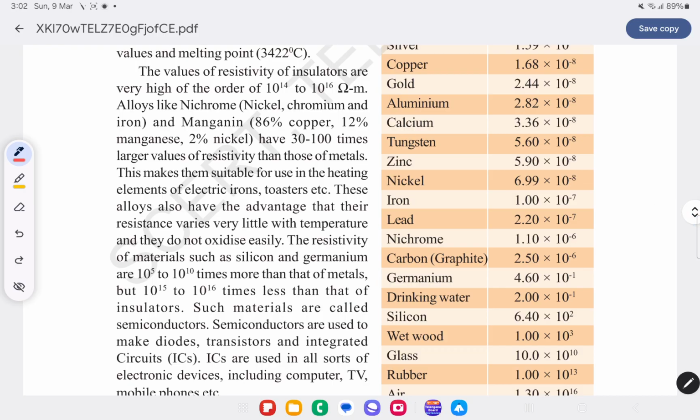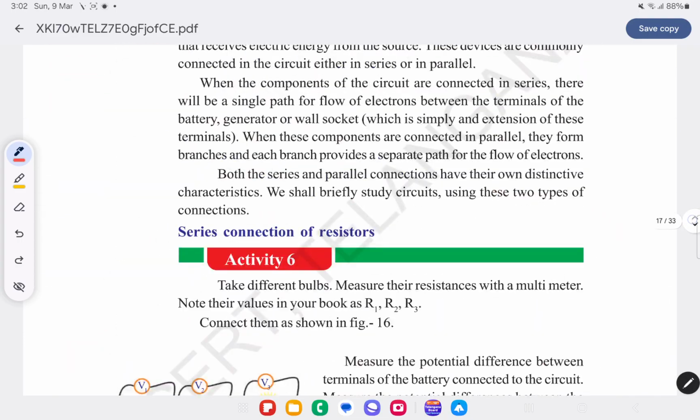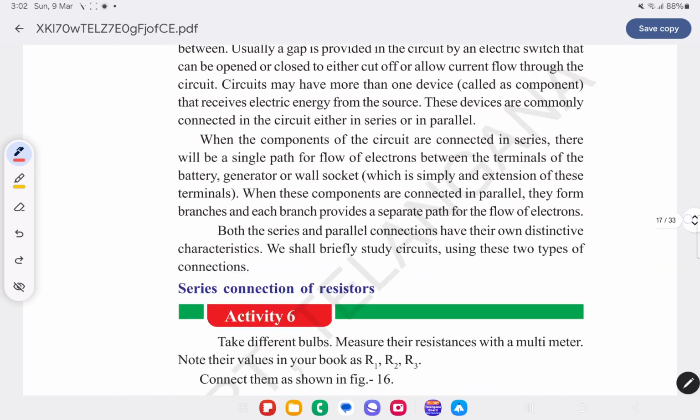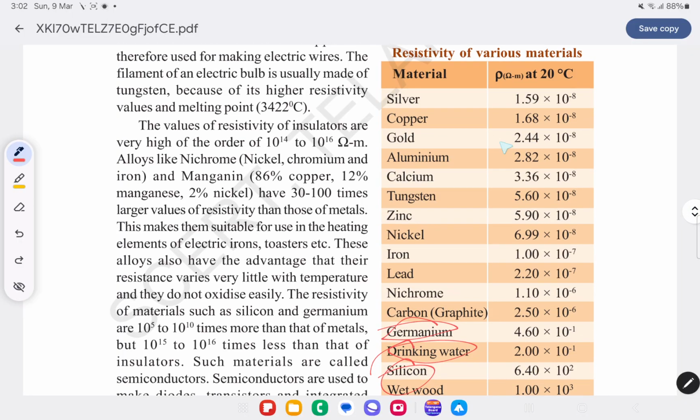गेटिंग राइट? अब यहाँ पे बहुत सारे मटेरियल्स की आपको रेसिस्टिविटी की वैल्यू दी गई है. राइट, इनमें से कुछ याद रख लो आप लोग. थोड़े से. जैसे एयर का याद रखो, ड्रिंकिंग वाटर का याद रखो, जर्मेनियम का याद रखो, सिलिकॉन का याद रखो. एक 4-5 याद रख लो जरा. टंगस्टन का, राइट, और आयरन. ये पूरे बाय डिफ़ॉल्ट फिक्स्ड वैल्यूज हैं. ये सब प्रैक्टिकली कर के सोल्व नहीं होते. हम उसको कुछ कर नहीं सकते, बस याद रखना पड़ेगा.